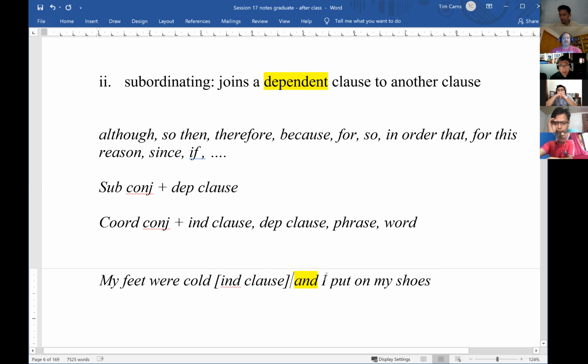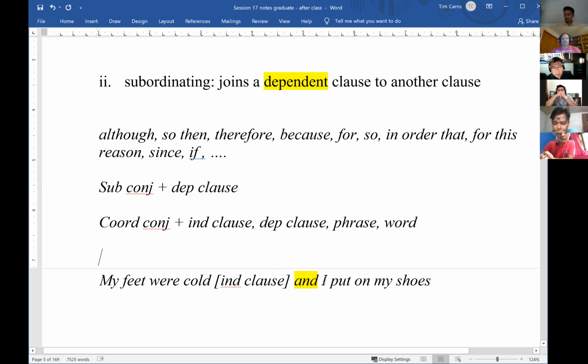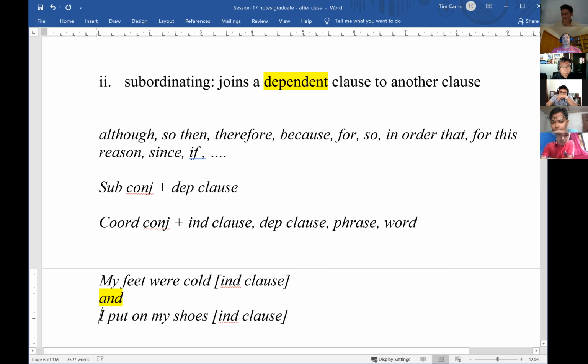What does that tell me about what comes after the coordinating conjunction? Will it be what, will it be? It also another independent clause. Exactly, because it's connected by a coordinating conjunction. So I put on my shoes is also independent, meaning it is a complete thought. So here we're given two complete thoughts. My feet were cold and I put on my shoes.